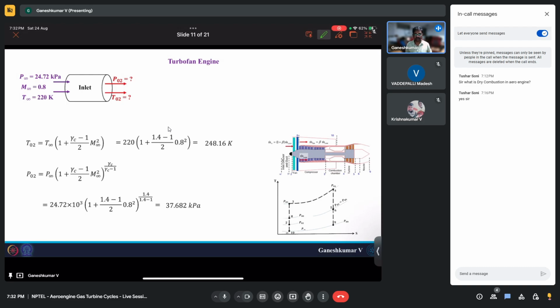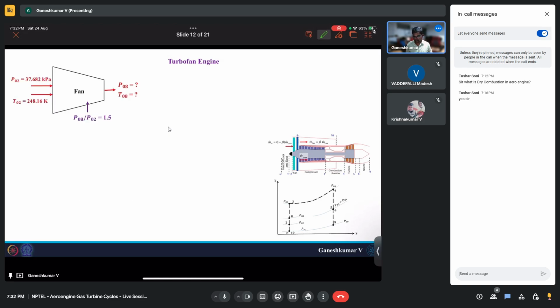Right now, after the inlet what you have is the fan. Okay, in the fan you have a pressure ratio of 1.5, and the inlet to this is 248.16 Kelvin temperature and 37.682 kilopascal. Now since we know the pressure ratio is 1.5, from there we can directly calculate P08. It will be just 1.5 times 37.682, which will come out around 56.52 kilopascal.